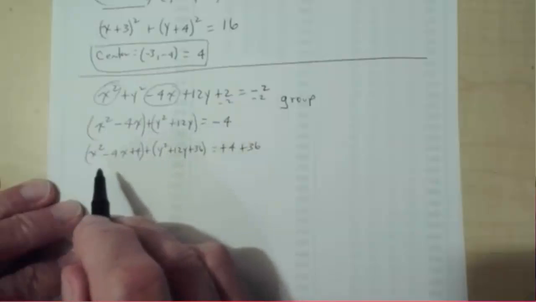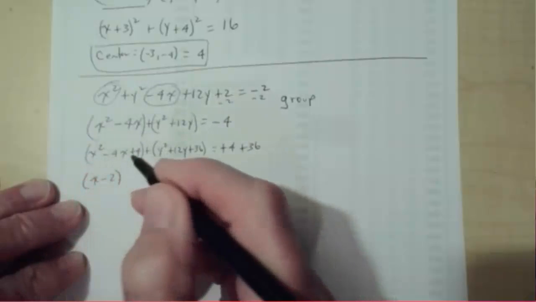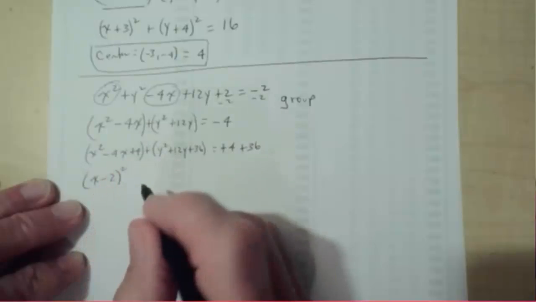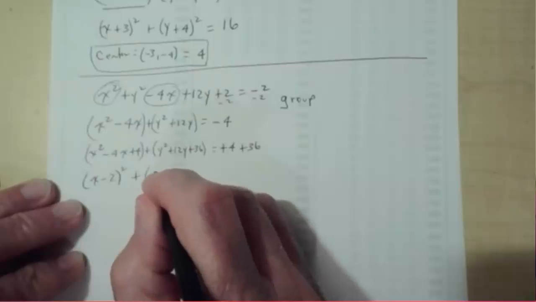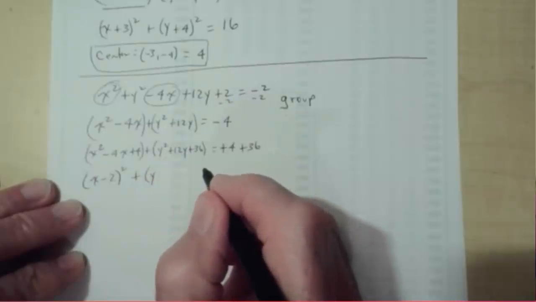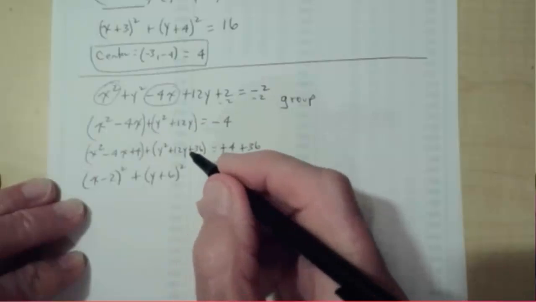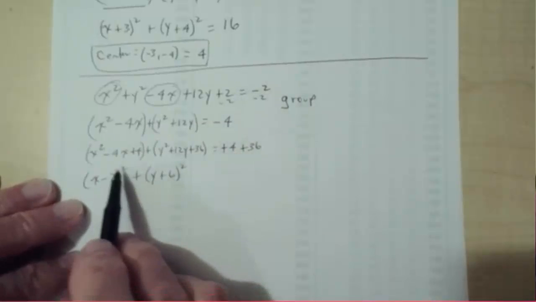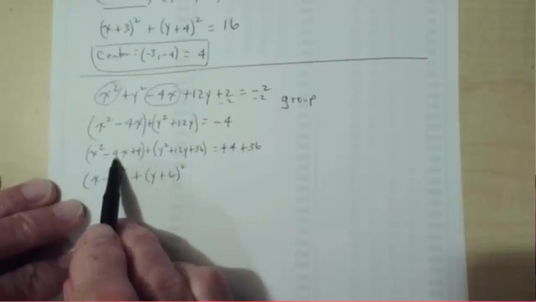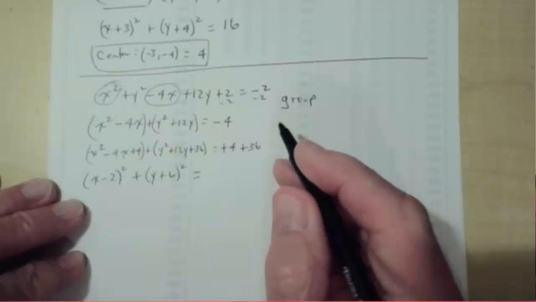Each one of these is a perfect square. This is x minus 2 squared, plus y plus 6 all squared. And in order to get this negative 2 and negative 6, you can take half of this, half of that will give you that.